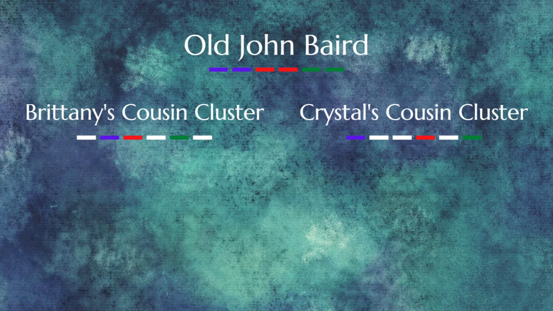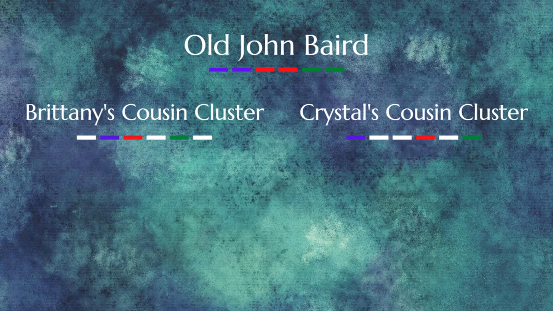My cousin and fellow genealogist, Brittany, over at Branches in Time Genealogy, she and I share an ancestor, John Baird, a Scottish immigrant that lived from about 1666 to 1755. And Old John, as he is dubbed, is our most recent common ancestor. He is my 8th great-grandfather and her 9th great-grandfather. We both have solid paper trails and DNA matches, alongside chromosome maps, which I will get into in a later video.